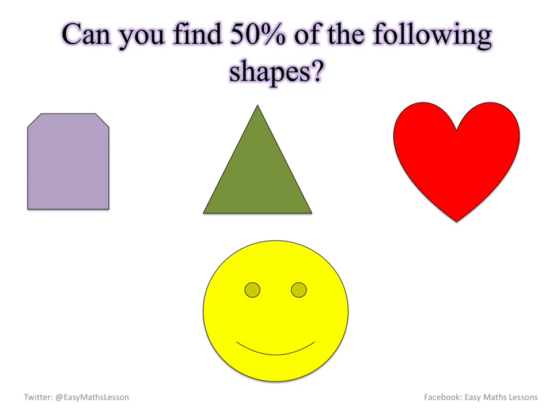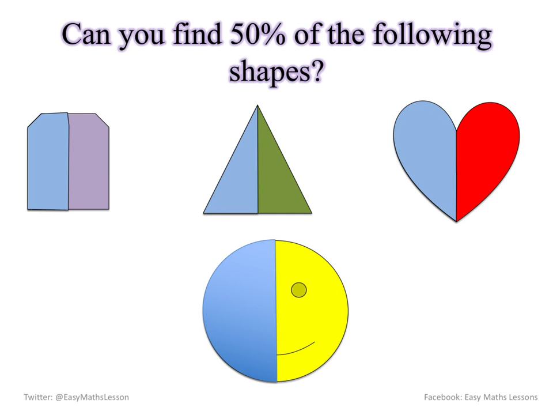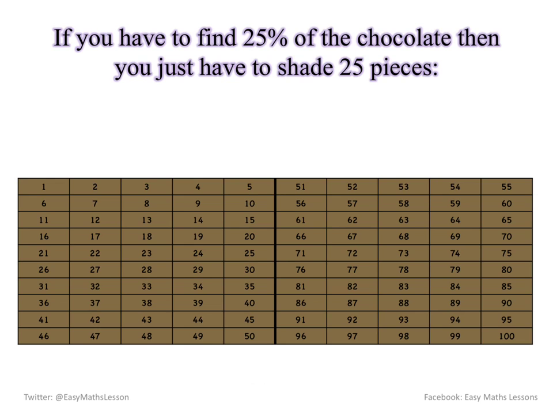Can you find 50% of the following shapes? Press pause, have a go at it, and then press play when you're ready. Okay, let's see. Did you manage to do it? The first shape, that will be 50% of that shape. The triangle, that will be 50% of the triangle, 50% of the heart, and 50% of the smiley face. Did you get them right? Well done if you did.